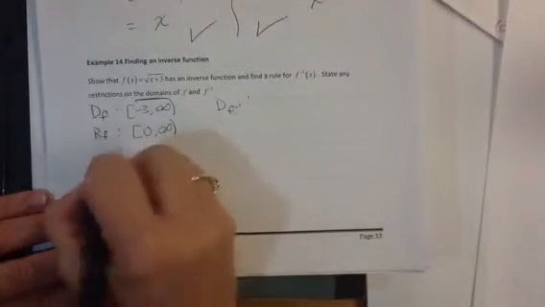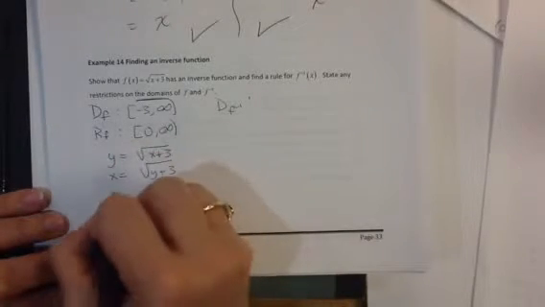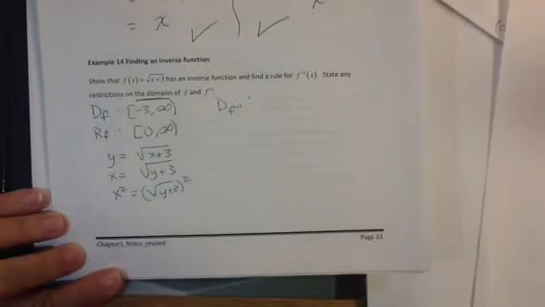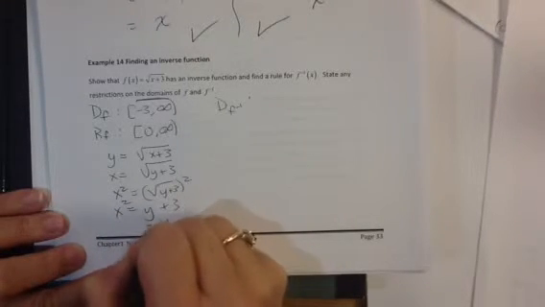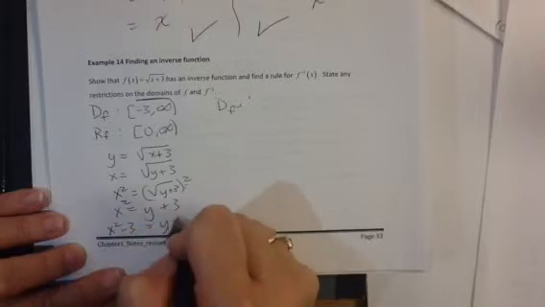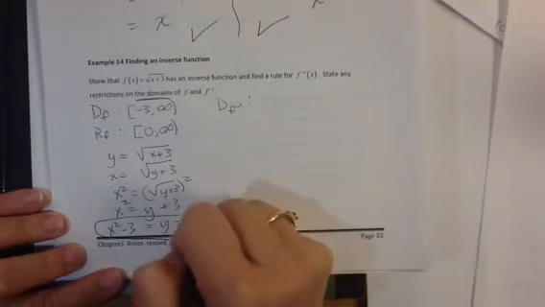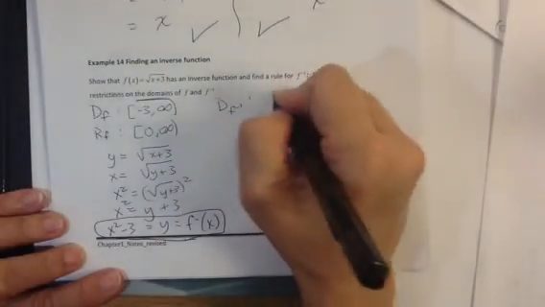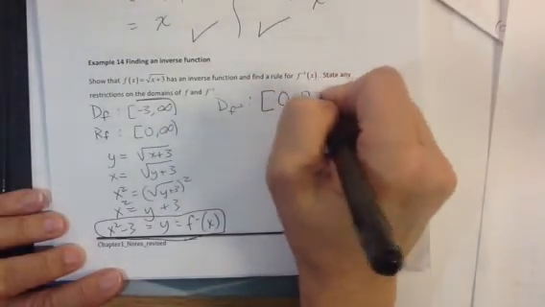So let's find out. y equals the square root of (x plus 3). x equals the square root of (y plus 3). To solve for y, I square both sides. So now I have x squared equals y plus 3, and I solve for y: y equals x squared minus 3. That is my new inverse function. And my domain is going to be from 0 to infinity.